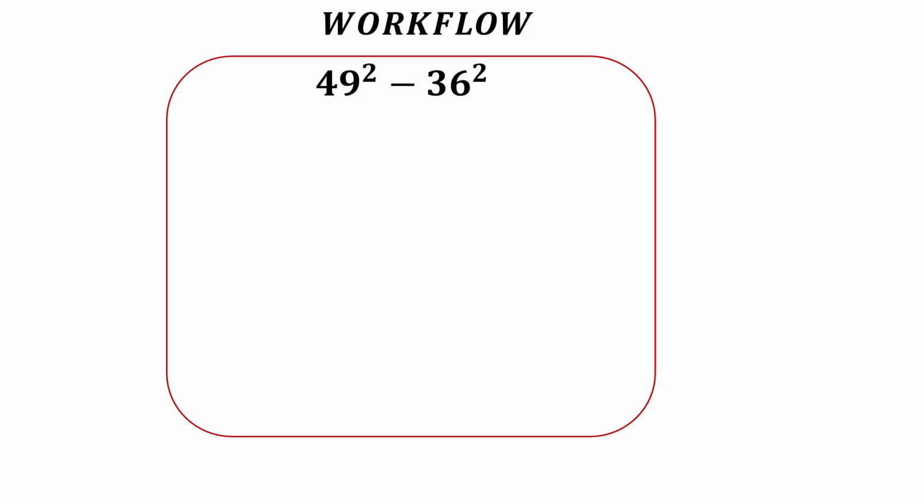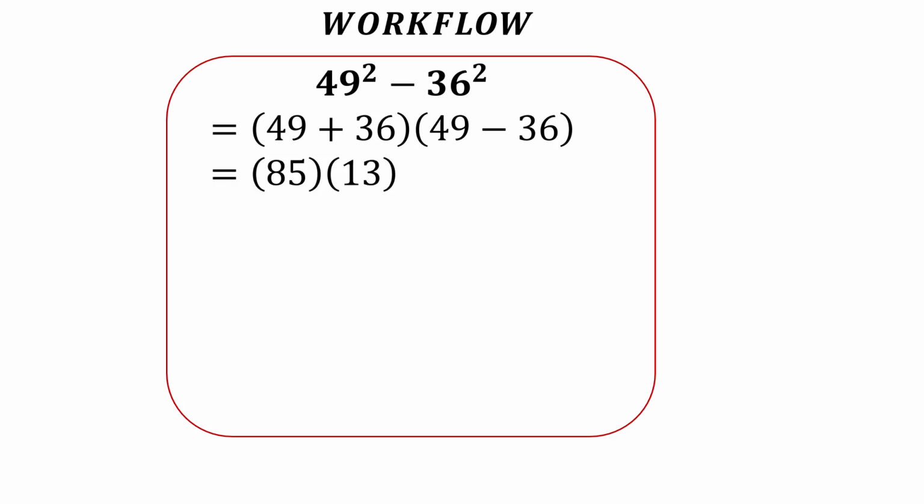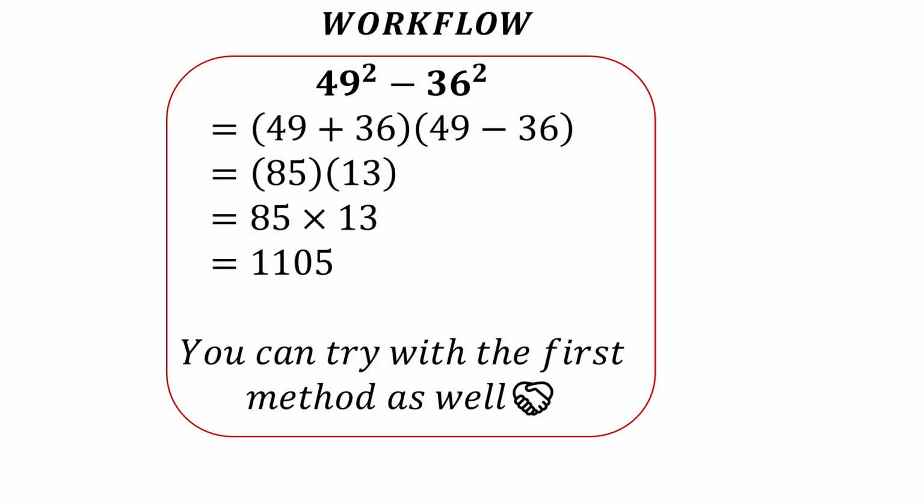Then the last example is 49 plus 36, 49 minus 36, both in separate brackets. That's going to give us 85 times 13, and that gives us 1105 as our final answer.